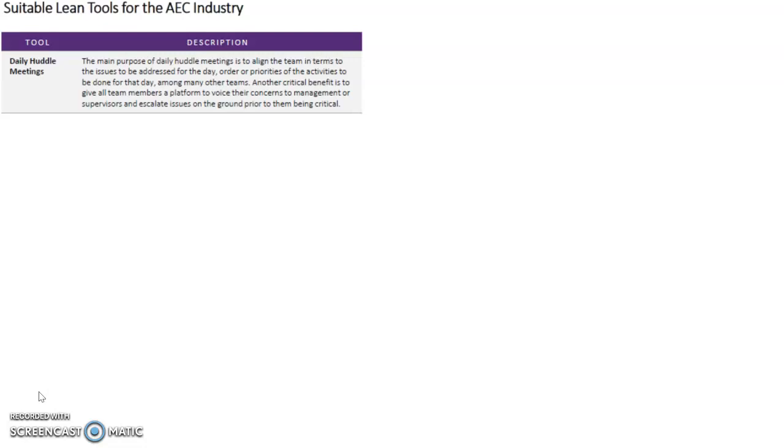Another benefit is to give all the team members a platform to voice their concerns to the management or supervisors, or to escalate the issues on the ground before they become critical. The daily huddle meeting is not meant to be a long-lasting meeting. Typically, it is supposed to be over in less than 20 minutes.